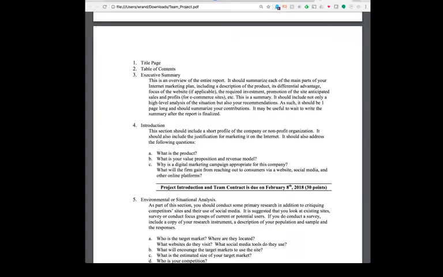I make this comment every year, and every year one of the teams does this wrong, so hopefully this year will be the year that it doesn't happen. I do not expect you to treat this project as simply answering the questions here. I do not want you to write for the introduction, A, what is the product, and write down the answer to that.